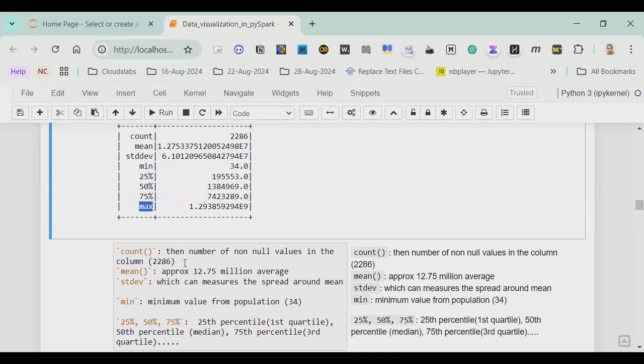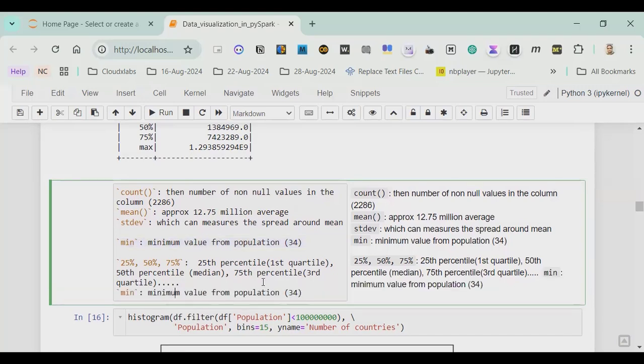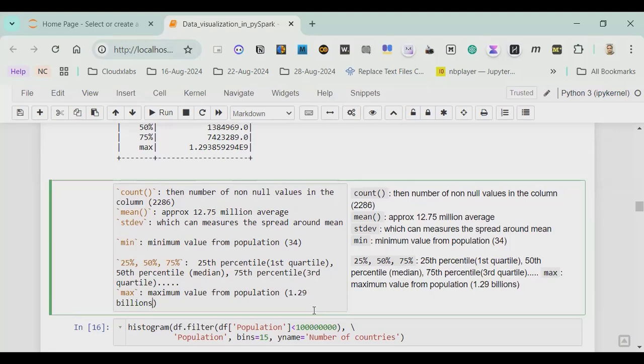The maximum value we already know, just like the mean. So simply copy and paste here, and this provides the maximum value. Statistically we are looking at the maximum value, which is almost 1.29, right? It's nothing but 1.29 billion, because we are taking the population. So we can say it is in the billions.